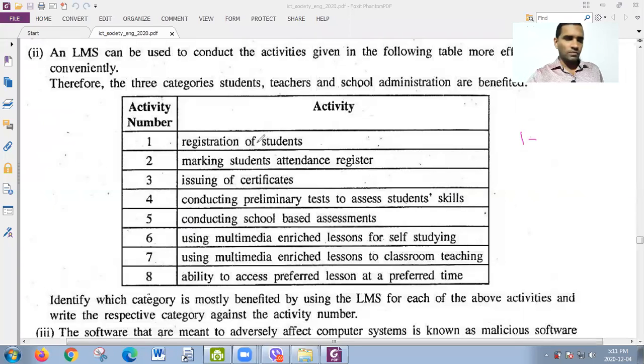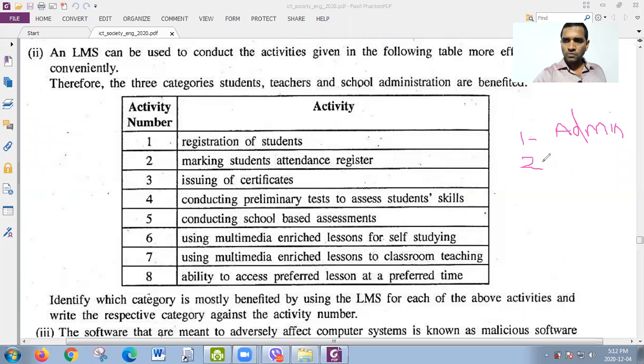So registration of students. For registering the students, the responsible people are the administrative people, right? So they will get the benefit, because in LMS there is a facility for registering the students. Generally the registration should be done manually, so administration faces problems. Now it may be easy, right? So this one should be administration. Have you understood? This is admin.